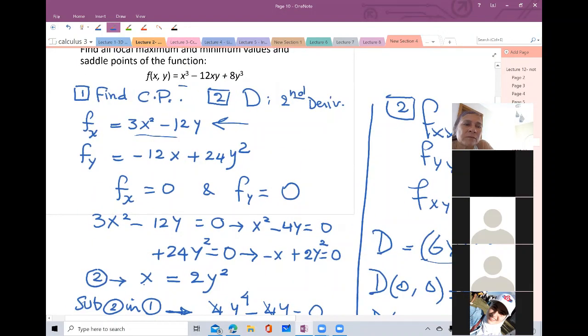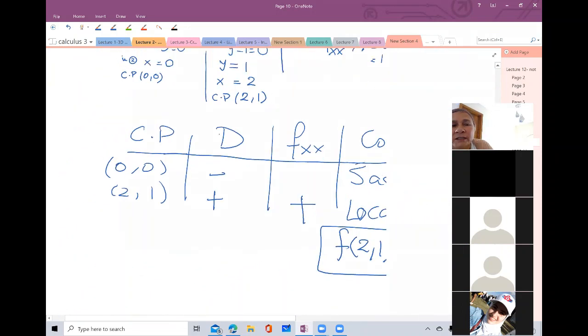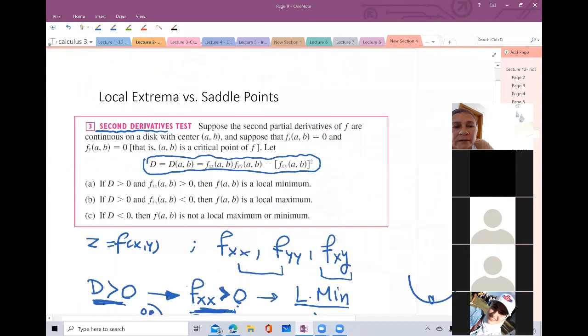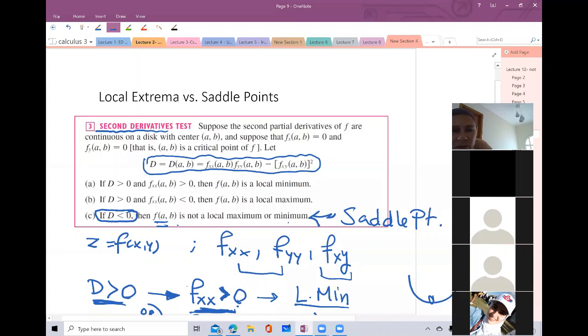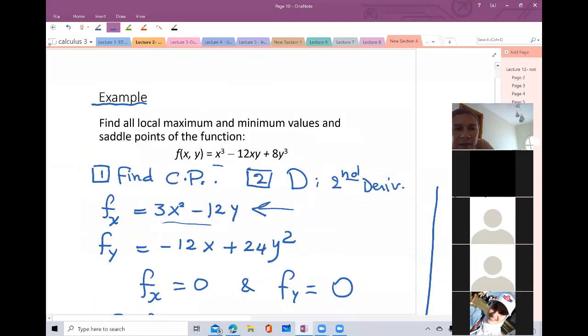Why is (0, 0) a saddle? Sorry, I have to go back to the test. The test tells me that if I have D negative, then it is not a local minimum nor a maximum. We explained this as neither minimum nor maximum, so it's a saddle point. Okay. If D is positive, our case turned out to be case 1. D is positive and fxx is positive, so it's a local minimum. So I'm applying the test as it is.